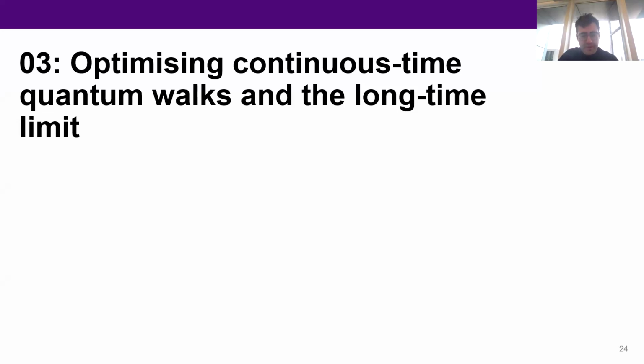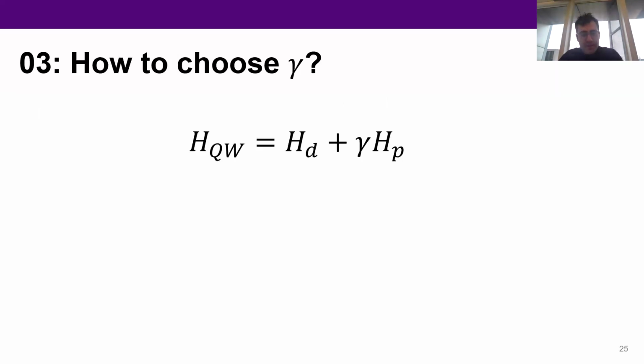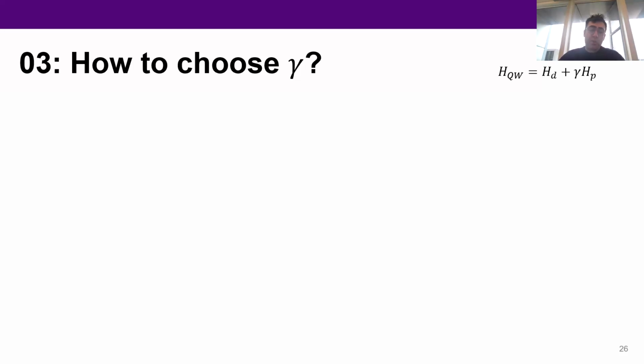So let's look at the second limit, which is the long time limit, and we're going to talk about optimizing continuous time quantum walks. What do I mean by this? Well, in our quantum walk, we have this parameter gamma. What we'd like to do is optimize this gamma in some way. To do that, we need to choose some metric by which to judge which gamma is better. So we could look at, say, the ground state probability.